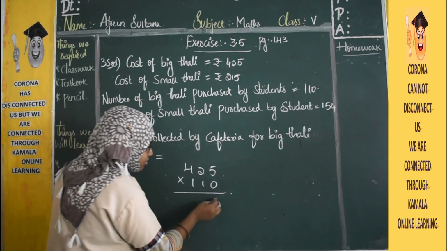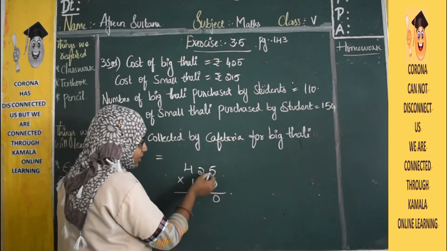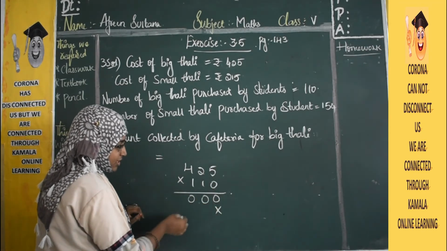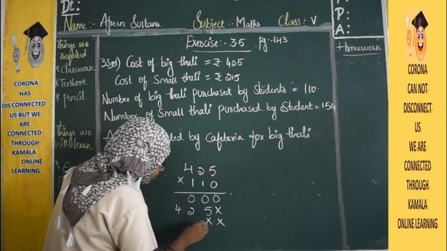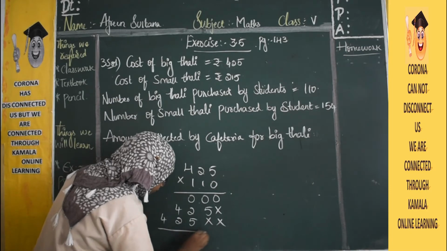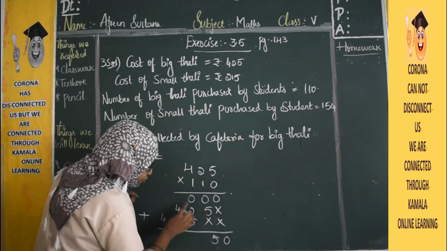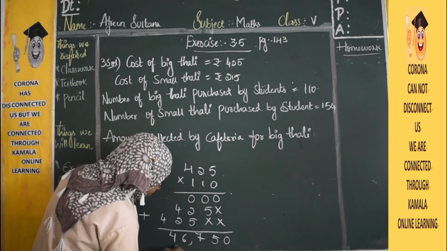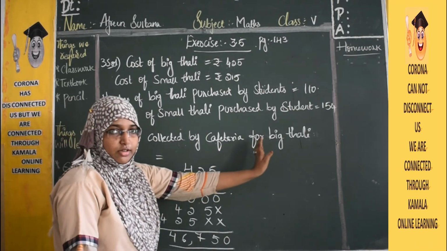0 5s are 0. If you multiply 0 with any number, you will get 0. So 0 2s are 0, 0 4s are 0. Now we move to the tens place. 1 5s are 5, 1 2s are 2, and 1 4s are 4. Now we start from the hundreds place. 1 5s are 5, 1 2s are 2, 1 4s are 4. These three values we are going to add. 0, 0 plus 5 is 5, 5 plus 2 is 7, 7 plus 0 is 7, 4 plus 2 is 6, and last is 4. So if you place a comma, 46,750 rupees has been collected by the cafeteria for big thalis.